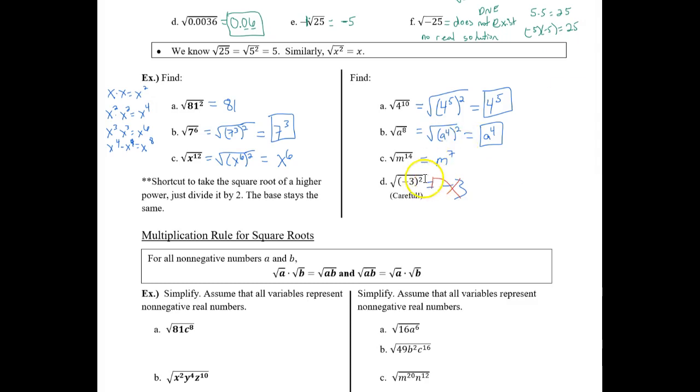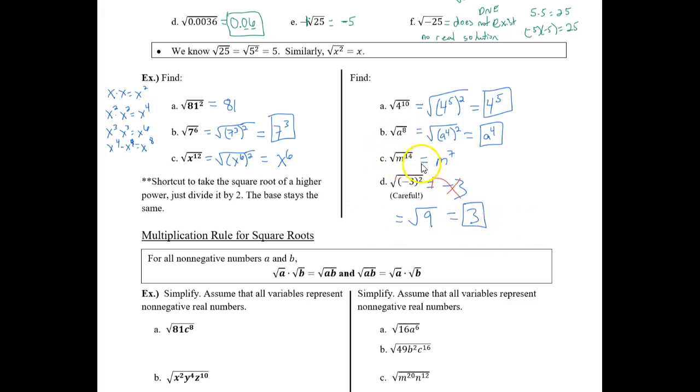Let's follow the order of operations. So if I had to simplify this and I didn't actually want you to take the square root yet, I wanted you to simplify that square first. If I squared negative 3, times negative 3 is actually a positive 9. And what's the square root of positive 9? Well, 3 times 3 would give me 9. So that square root is actually positive 3.